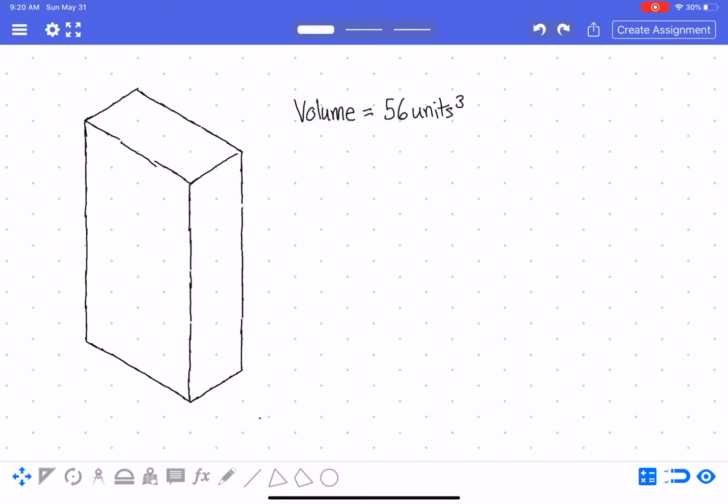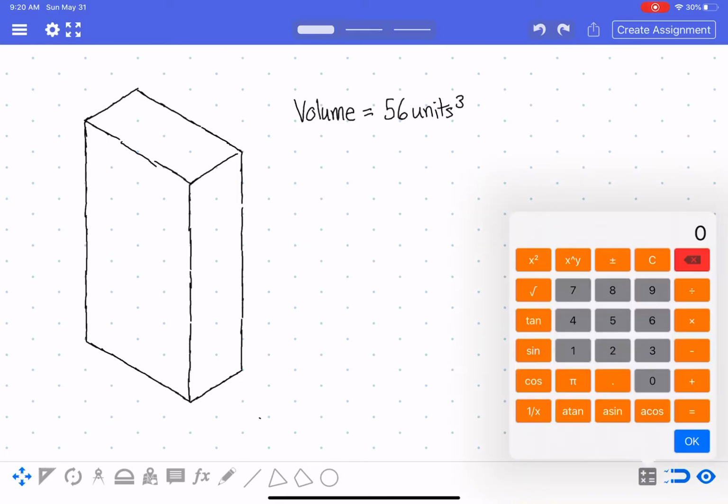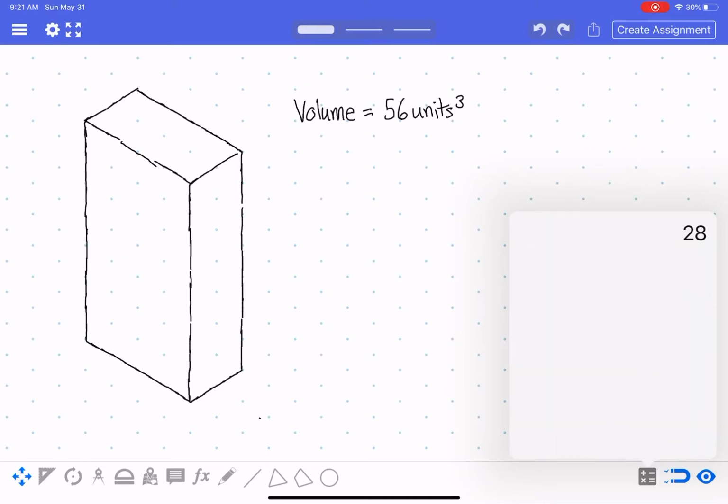So the first thing I notice is that 56 is an even number, right? Because it ends in a 6. So if I take 56 and I divide it by 2, I already get 28. So I'm going to take that, because it's an even number, and I could say that 2 times 28 equals 56, right? Now, you're probably thinking, okay, that's great, but that's two numbers and not three numbers.